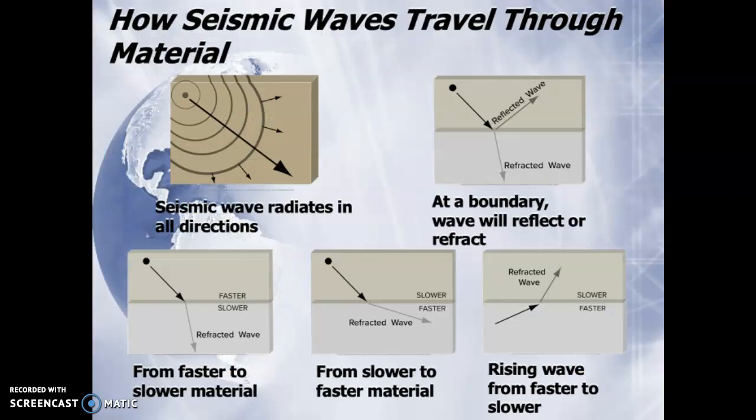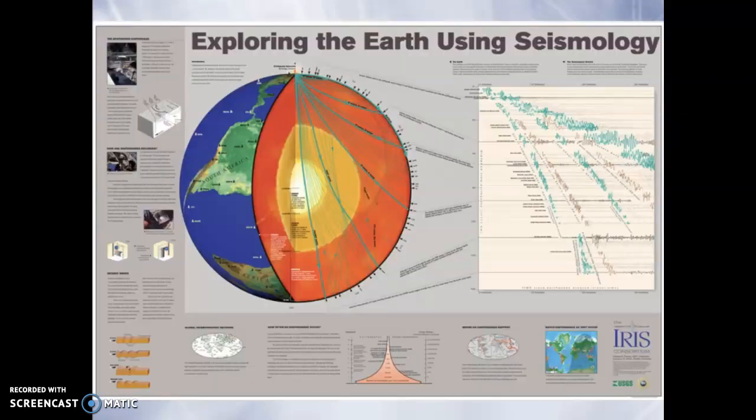So what do we see? Well, the seismic waves radiate in all directions, and they will bounce off layers. They will be bent or refracted as they move from one type of material into another. And so we can develop a picture of the interior of the Earth. It looks something like this.